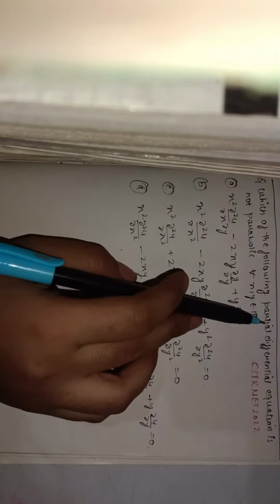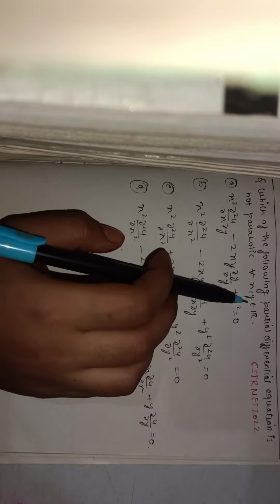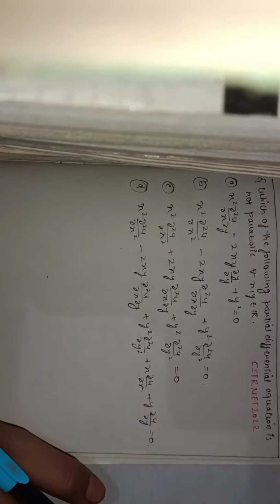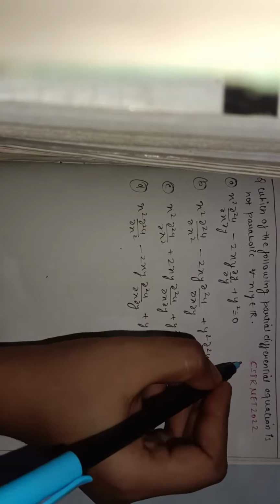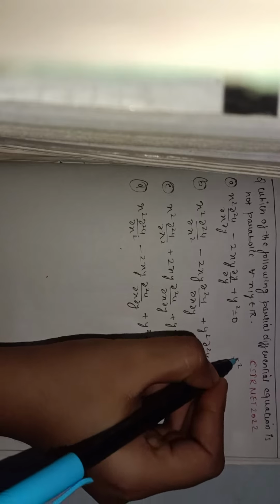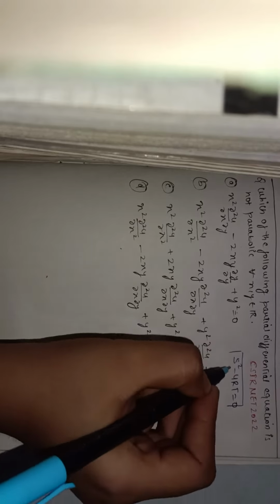In this video lecture, I am going to discuss the next PYQ of partial differential equations asked in CSIR NET 2022. So our question is, which of the following partial differential equations is not parabolic for every x and y belonging to R? So we know the condition of a parabola. What is the condition of a parabola? s square minus 4rt is equal to 0. This is the condition of a parabola.